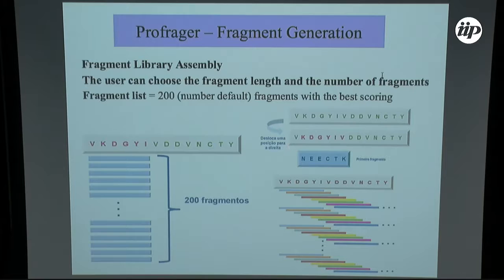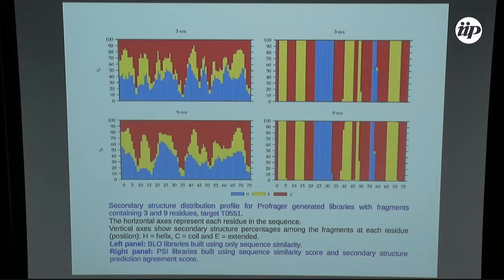And here we have a fragment library of length 3 and 9, generated only with the similarity matrix. You can see that the fragments have all three secondary structures: helix, coil, and beta sheets. But when you use the fragment libraries with the similarity matrix plus the secondary structure prediction, we can see that the library is totally focused on the secondary structure prediction.